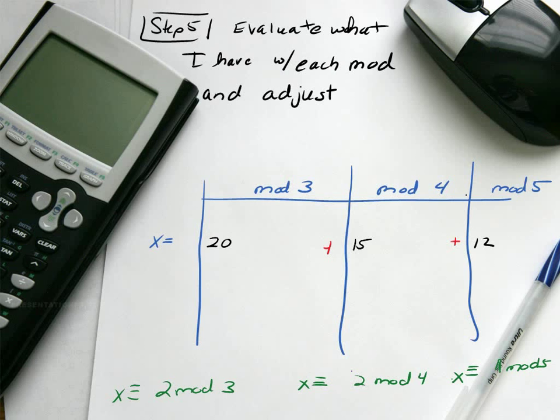So I wrote the congruence equations down at the bottom. I'm going to evaluate what I have with each mod and adjust. So I'm constructing this from the ground up. I'm going to start with x congruent to 2 mod 3. This one's already satisfied, right? Because if I have a 2 in the first column, that satisfies x is congruent to 2 mod 3, and the other ones remain 0. Let me continue on so it makes sense.